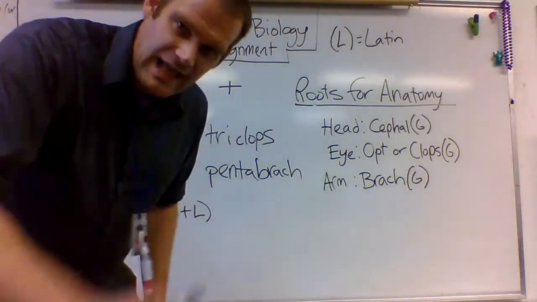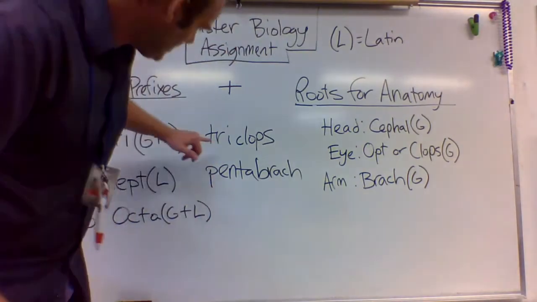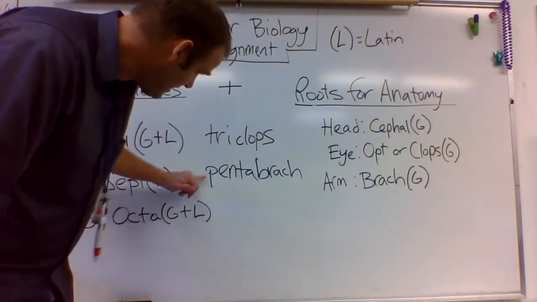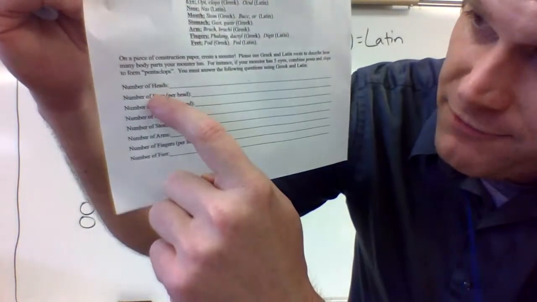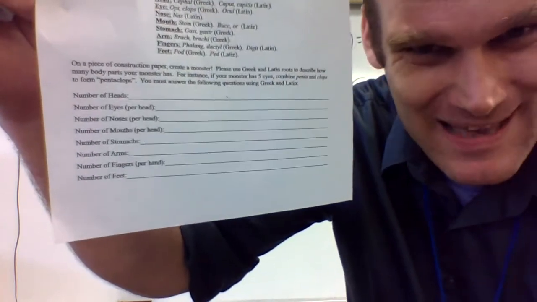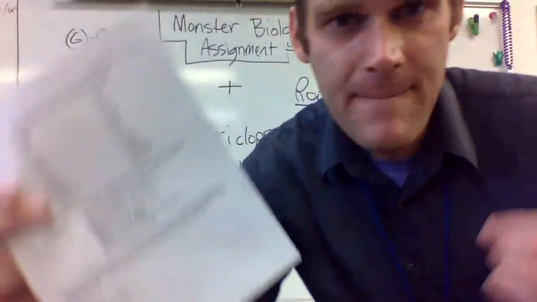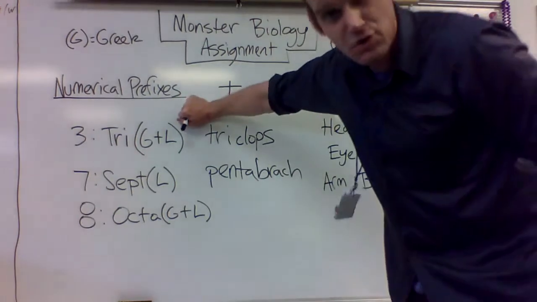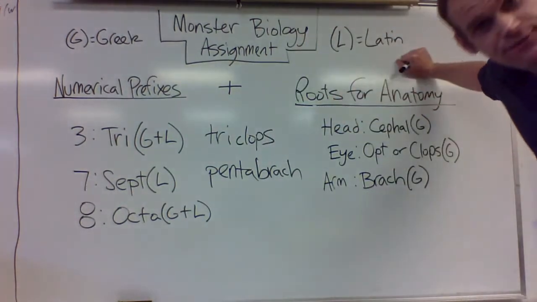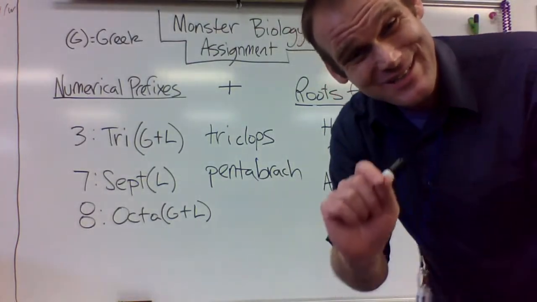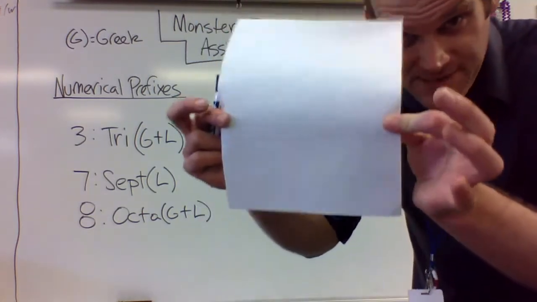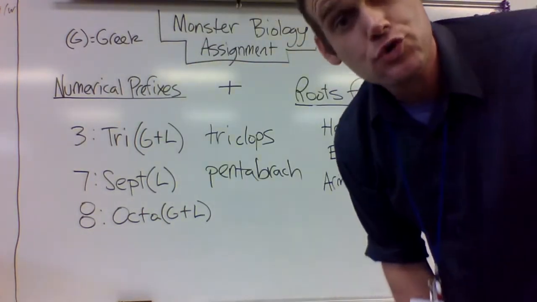There is one last component of this, and I want to let you know, these descriptions of how many eyes and how many arms they have, that's what you will fill out right here. You'll see here, number of heads, number of eyes per head. Okay, does this make sense? You're going to fill this out making up words where you have combined numerical prefixes with roots for anatomy. Okay? When you are done telling us about your monster on this paper, you may use either construction paper or the flip side of this assignment to draw your monster.